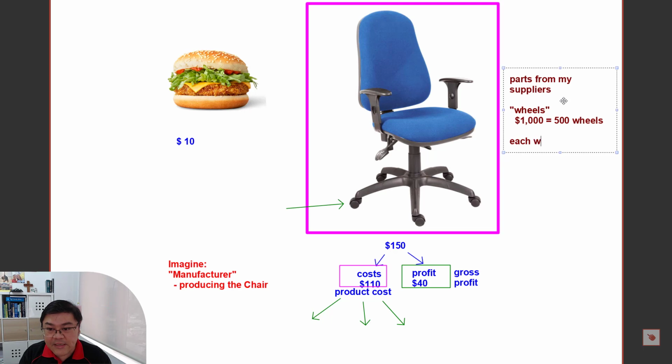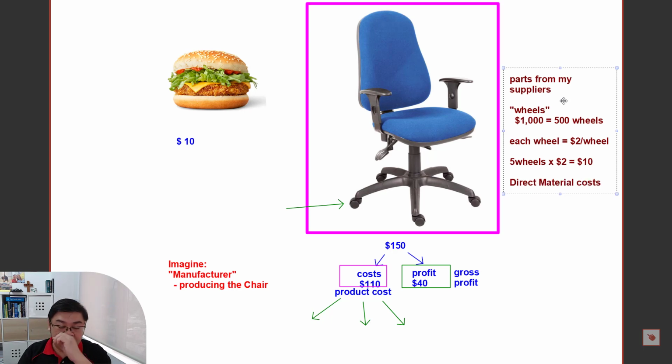That means each wheel will cost me how much? You can do a simple division: 1,000 divided by 500, you get $2 per wheel. How many wheels do you see in this chair? You can look at the diagram and see, 1, 2, 3, 4, 5. So you have 5 wheels and it's going to cost you $10. We will label this $10 as a direct material cost to this chair.